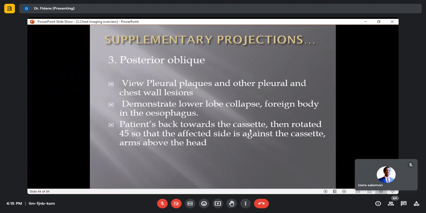For the positioning, the patient's back is towards the cassette, then rotate 45 degrees on the side, so the affected side is against the cassette. By the way, when you have seen an opacity in the left lung and you want to do a lateral or oblique view, the affected side should be near the cassette, not near the source of the X-rays, because it will be more clear.